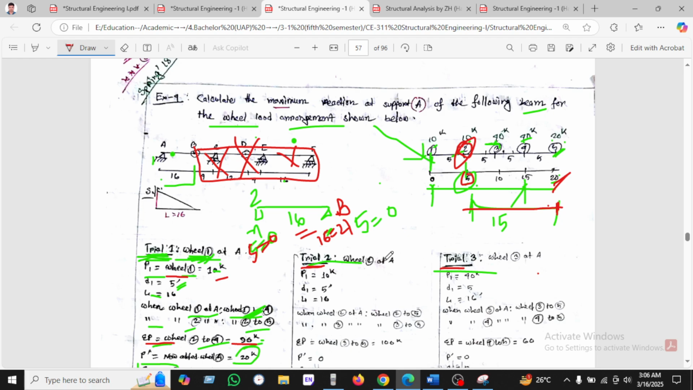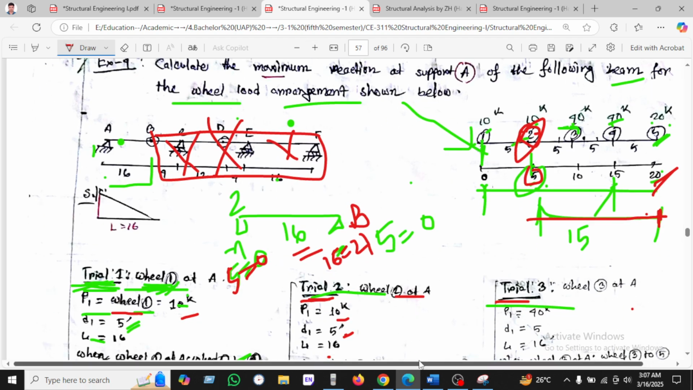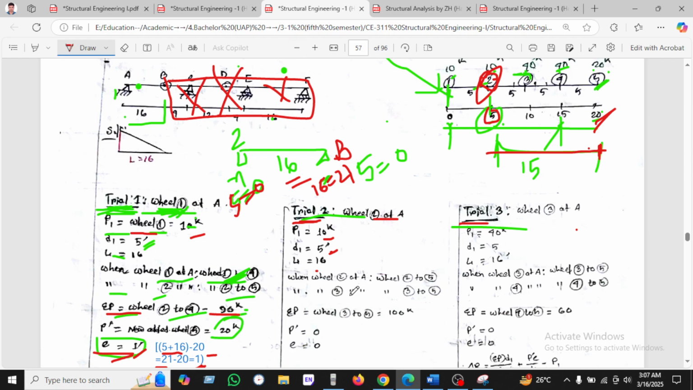Here is the wheel load at A. We have seen wheel 2 at A. So P1 will be 10 load, and D1 will be the distance between 2 and 3, which is 5, and L equal to 16 is given in the question, the beam length, and wheel at 2. Okay, so this is important. So I will get, and wheel at 2. So wheel 2 is given here. So what will be given?